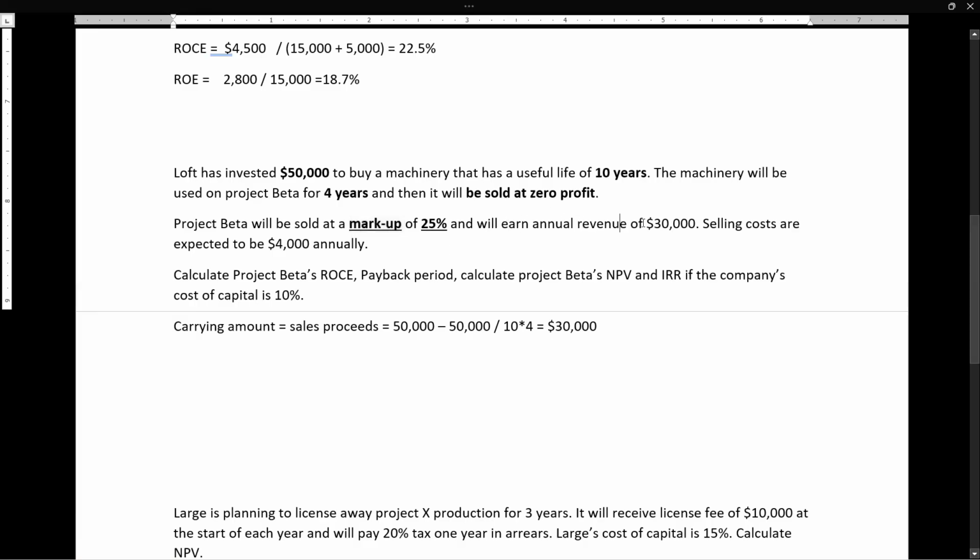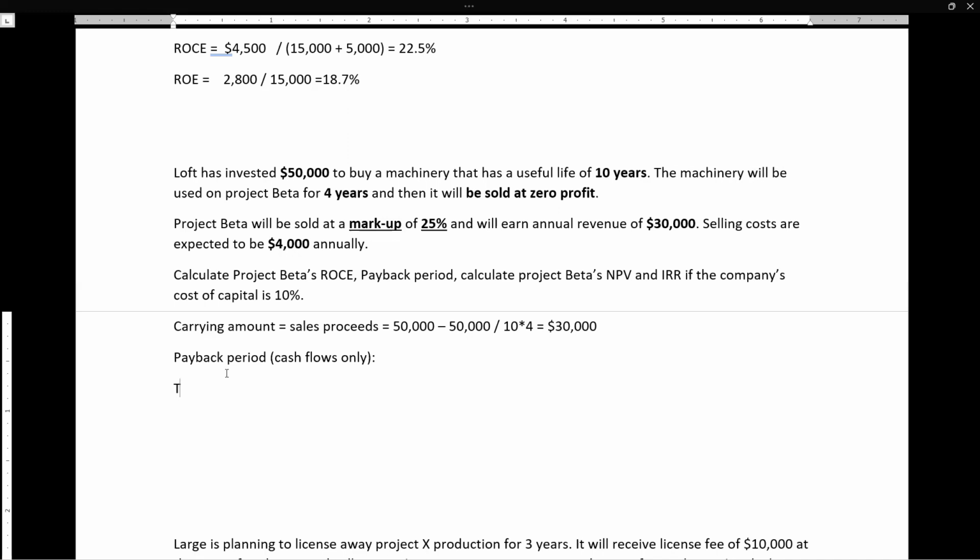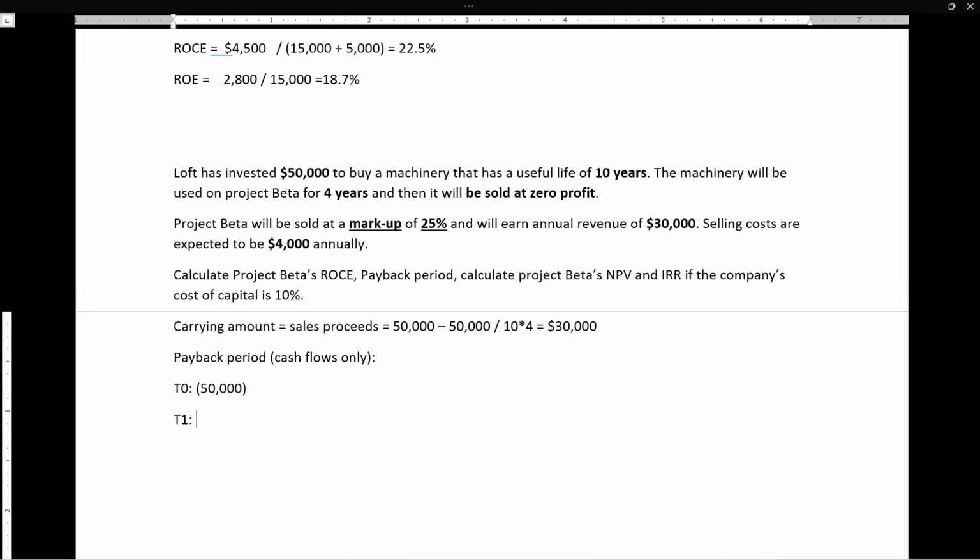It will earn annual revenue of 30,000, and we will have 4 years of that. Selling costs, so fixed costs, are 4,000 annually. Now, let's calculate payback period first. Payback period is calculated from the perspective of cash, so cash flows only. We have today, so today is T0, and today we need to make an investment of 50,000. In year 1, we are going to get the annual revenue of 30,000, but we do not care about revenue. We care about whatever is left.